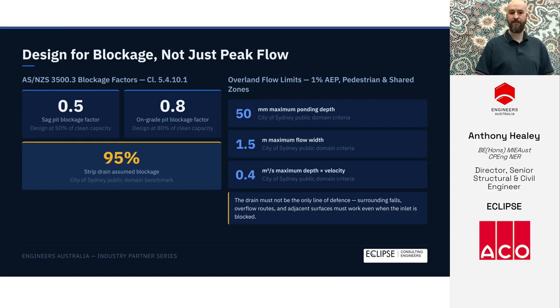The City of Sydney's public domain specifications go a step further, applying 95% blockage to strip drains, effectively sizing for near zero flow. On overland flow, the 1% AEP limits for pedestrian and shared zones are as follows. Maximum ponding depth, 50 mils, maximum flow width, 1.5 metres, and maximum depth times velocity product, 0.4 metres squared per second. The drains must not be the only line of defence. The surrounding falls, overflow routes, and adjacent surfaces must work even when the inlet is completely blocked.